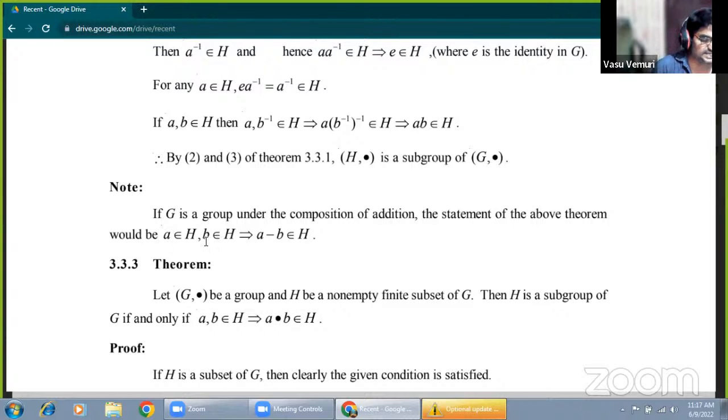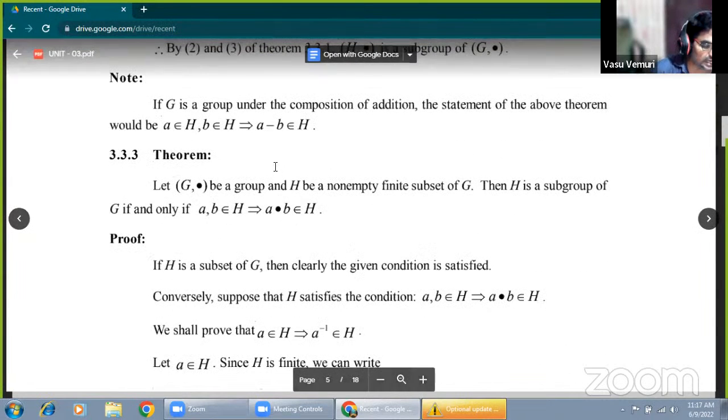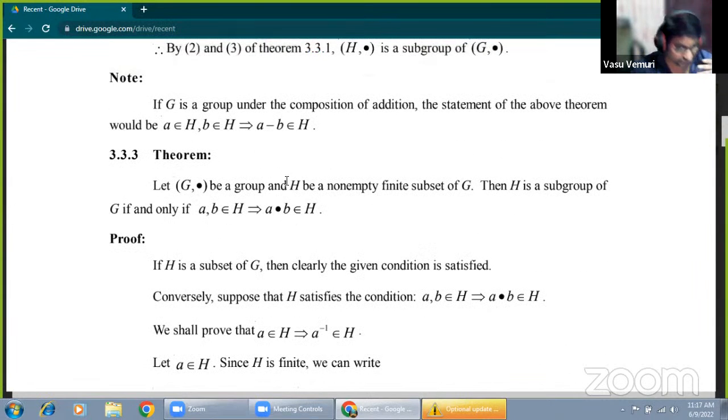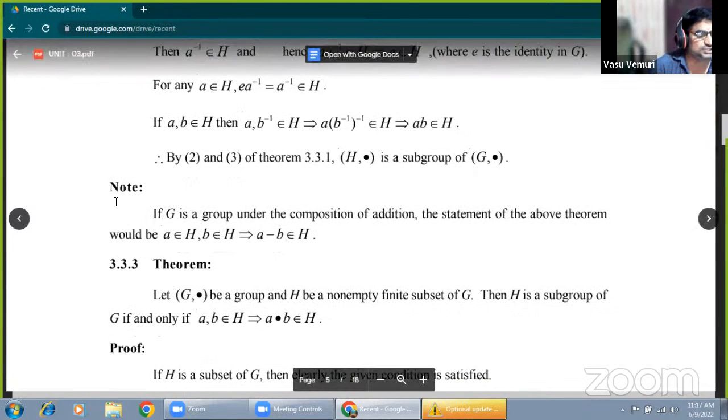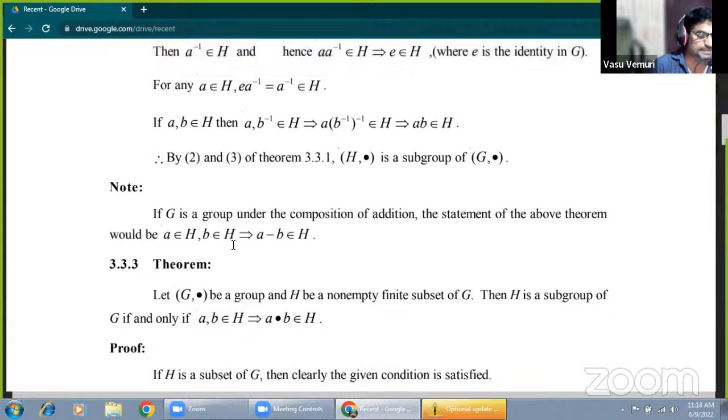Now, how to write the necessary and sufficient condition? A belongs to H, B belongs to H, under addition as the composition. What is the additive inverse? Subtraction. Therefore, B not equal to 0 under addition means minus B belongs to H. Therefore, A minus B belongs to H. Comparing it with the above theorem, you have to prove this as an individual effort by the second theorem. Note, A belongs to H and B belongs to H and A minus B belongs to H.